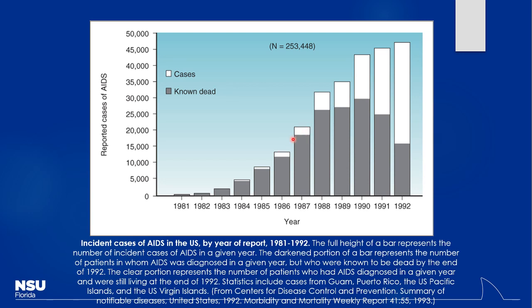So basically, if you added up all the white portions here, that would be the prevalent cases, because everyone else had already died at that point, right? If you were to just look at the number of incident cases for the year of 1988, which portion of the bar would that be? That would actually be the full height of that particular bar, right? Because those are all people that got diagnosed in that particular year.